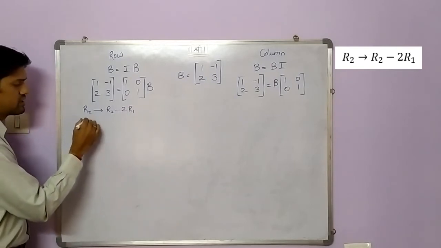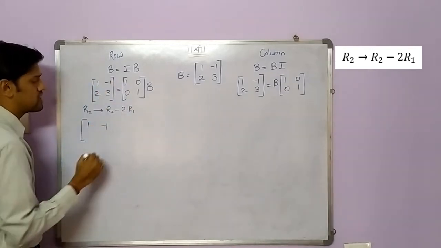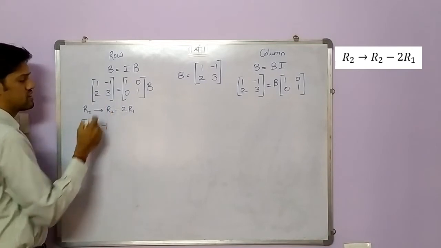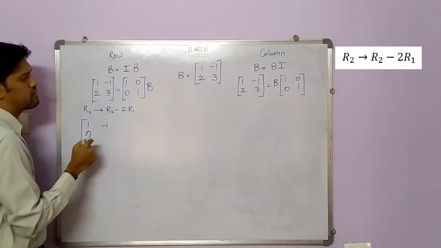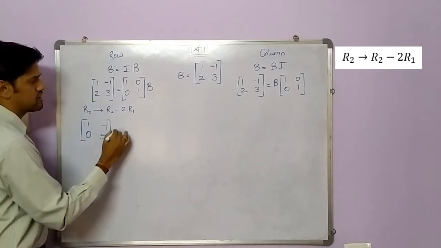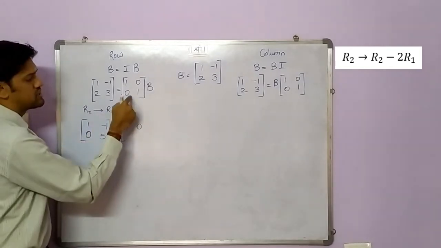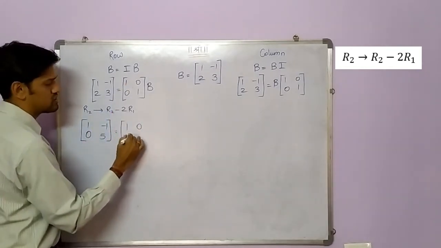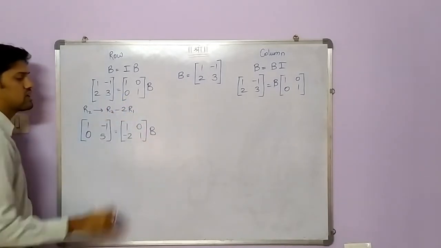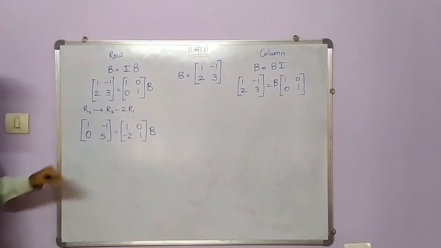Once I perform that, the first row will remain as it is, 1 and minus 1. The second row will become R2 minus 2 times R1. So it will become 0. This will become 3 minus 2 times that, which will be 5, is equal to, here first row will remain the same. Here it will be 0 minus 2 times 1, so minus 2. 1 minus 2 times 0, so will be 1 into B. So now this is 1. This is 0. I have to make this as 1 now.